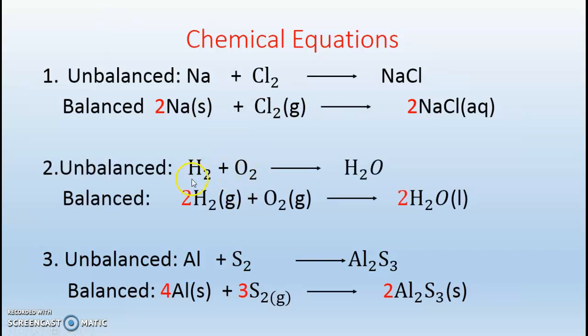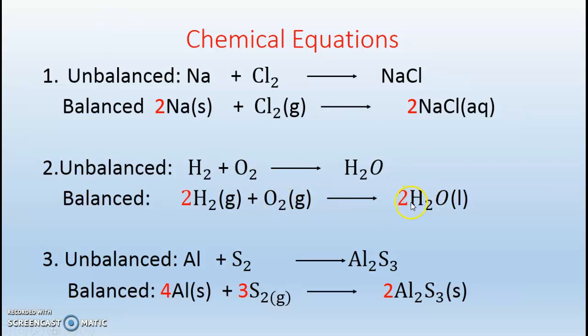I have H2 and oxygen to form water. If you look at it, H is 2 on this side, so it's balanced. But in terms of oxygen, oxygen is 2 here, but oxygen is 1. How do I balance oxygen? I'm allowed to put numbers only in front, so I put 2 in front here. So oxygen is now 2, oxygen is now 2.